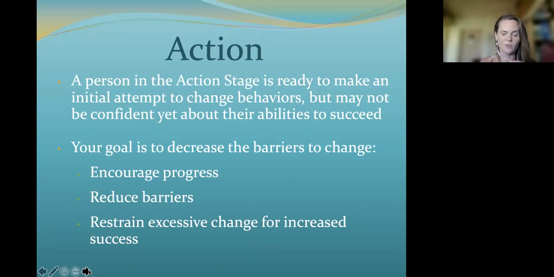You really want to encourage their progress. You want to make sure that they're recognizing the change that they're making, even if it's very incremental, because they often don't recognize that. And then lastly, and this is really more important than one might think, you want to restrain excessive change. So people sometimes get really excited about the momentum during the action stage, and they end up biting off more than they can chew and setting themselves up for failure in that way.